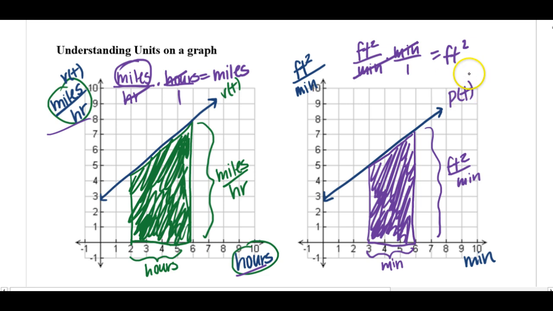So if P of T represents the rate at which I can paint the walls of my room, this area here represents how many feet squared, how much area I actually painted between 3 and 6 minutes, because I took this area between 3 and 6.